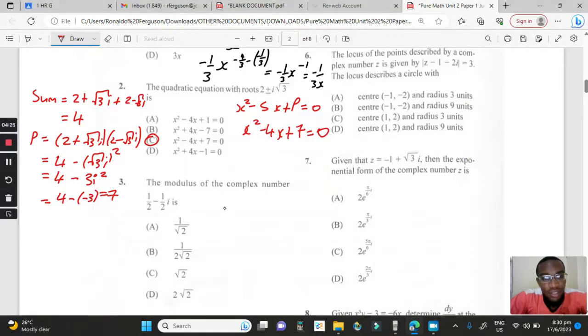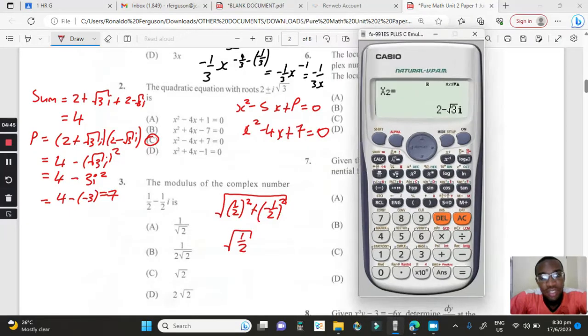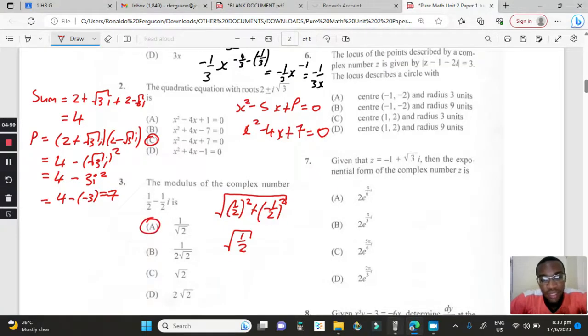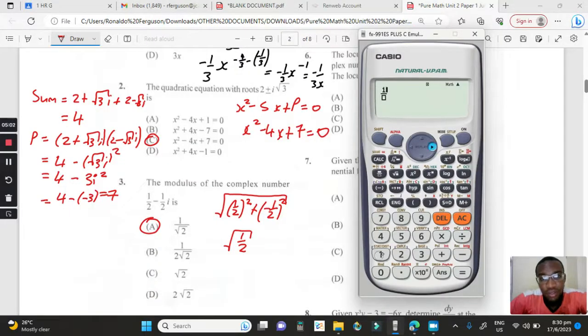Next one, they want the modulus of the complex number. Remember modulus is going to be x squared plus y squared, square rooted. So half squared plus negative half squared, square rooted. Half squared is a quarter, plus a quarter. A quarter plus a quarter is half, so you have the square root of half. So I just put it in the calculator. I want to know the square root of half, and they tell us that is root 2 over 2. And root 2 over 2 is 1 over root 2. If you don't believe it, check it. 1 over root 2, you get your root 2 over 2.